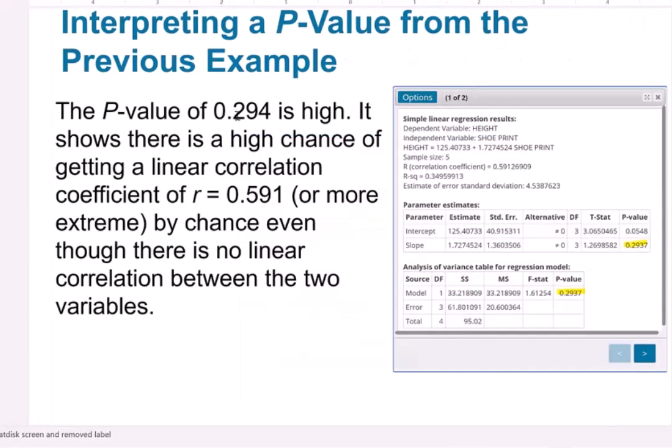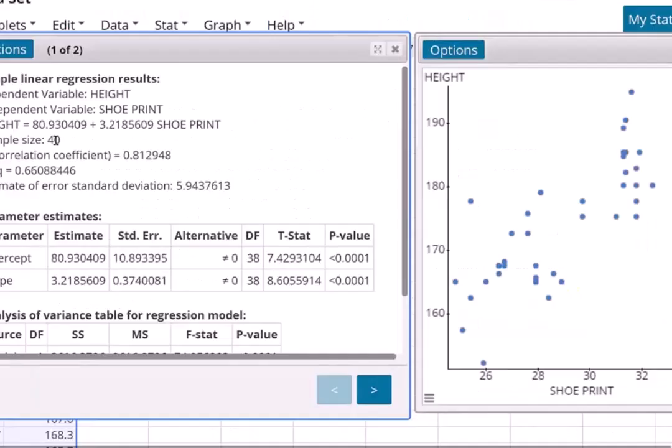Interpreting a p-value from the previous example, the p-value of 0.294 is high. It shows there is a chance of getting a linear correlation coefficient of R equals 0.591 or more extreme by chance, even though there is no linear correlation between the two variables. That p-value is too high.